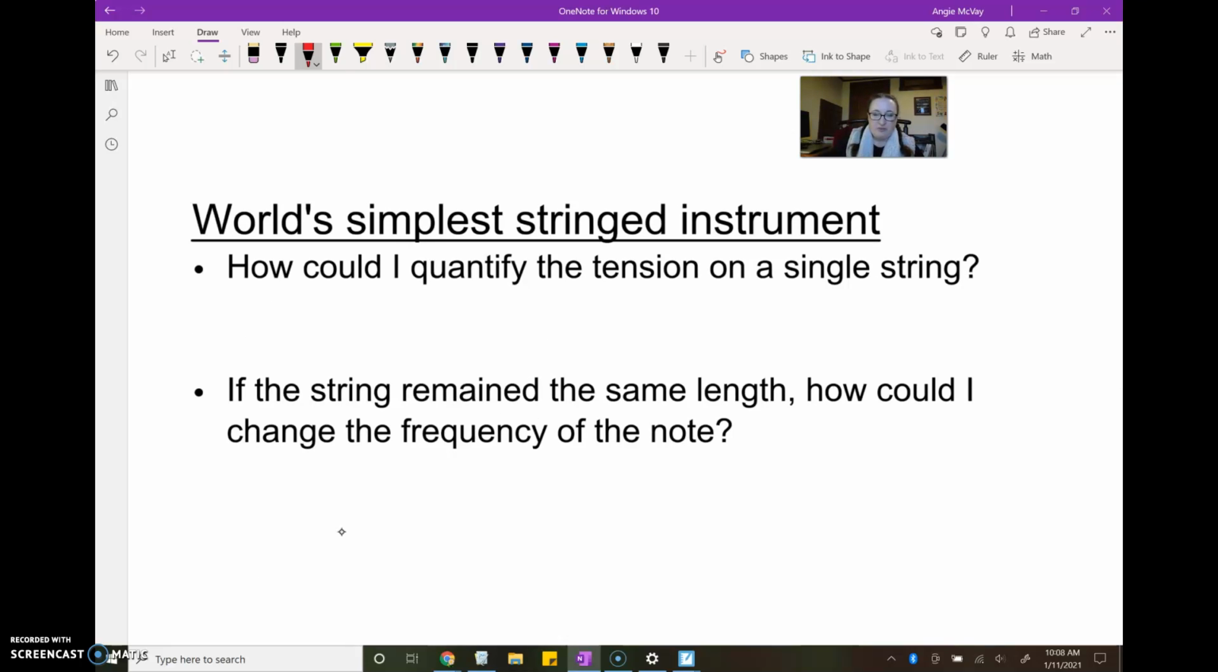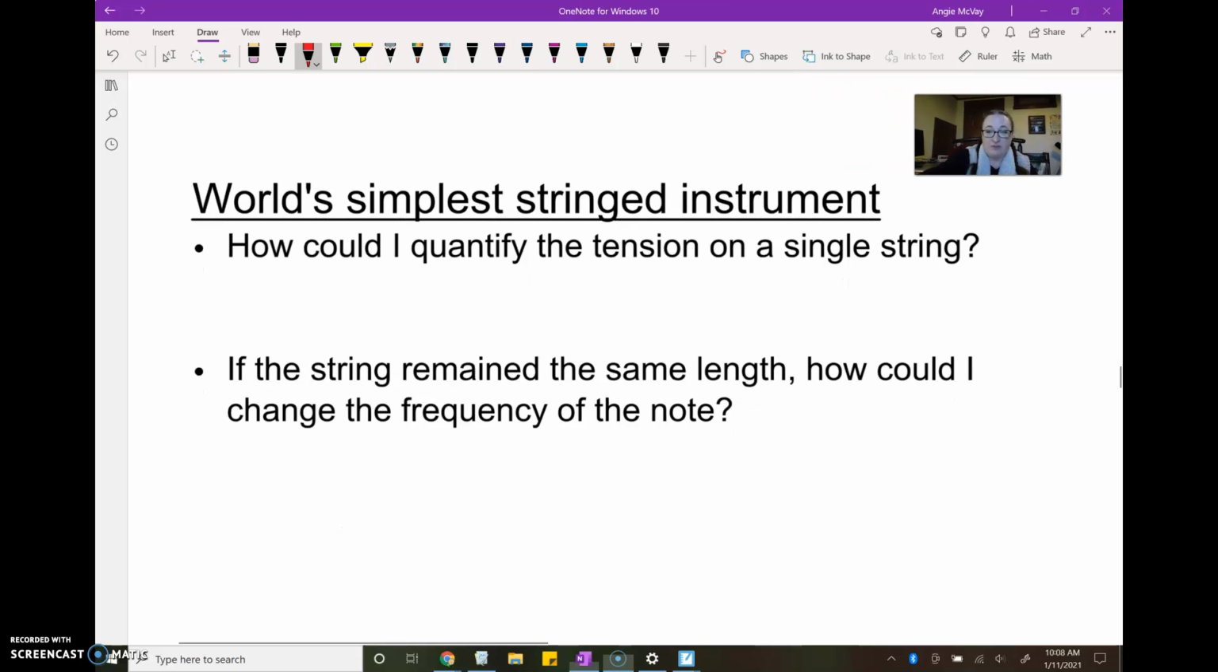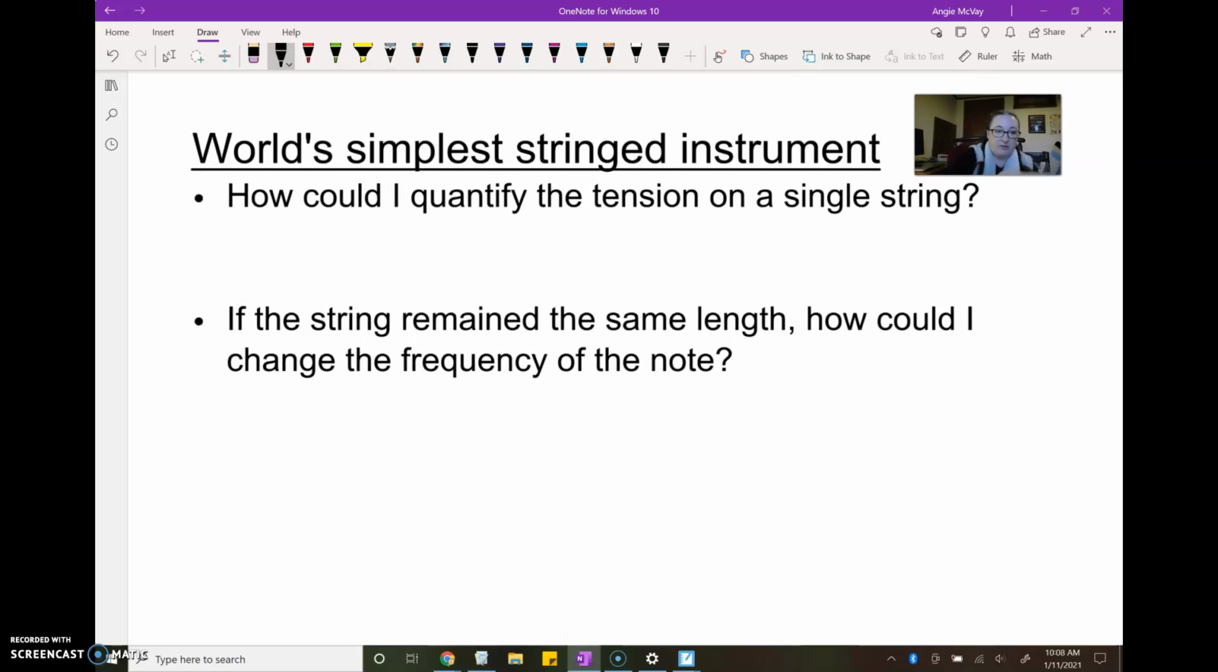What's the world's simplest stringed instrument? It's really just a single string that you can pull tighter and tighter. I don't have one of these instruments at home, but I can draw you a picture. So what if we had an apparatus that was kind of like a table, with a little pulley on the end here? And what if I took a string and I attached it to the table?